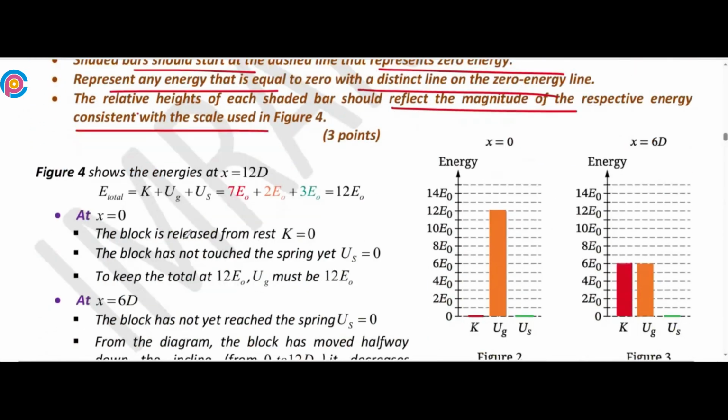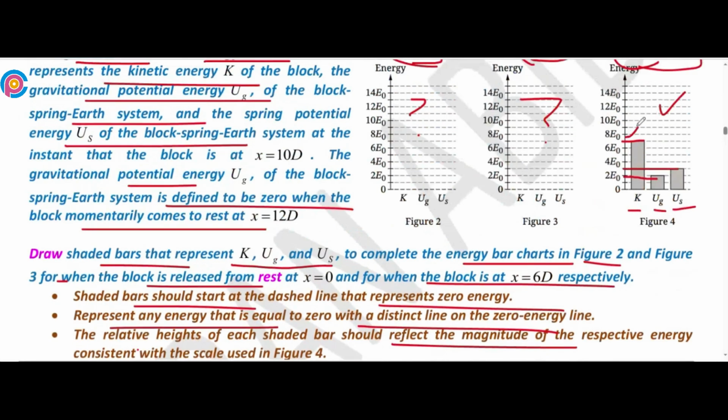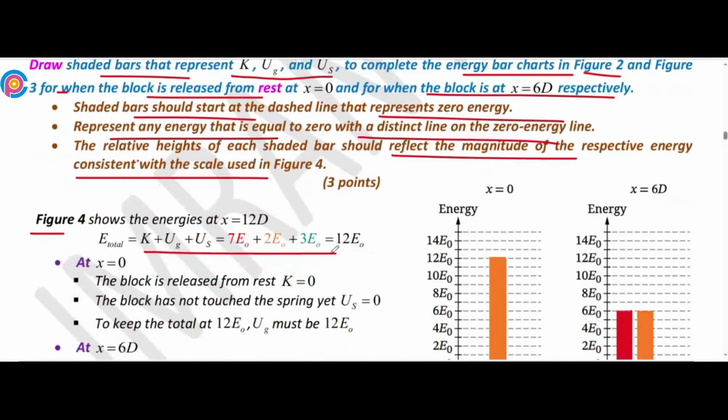As we conclude from figure number 4, there is a total energy of 12 E naught, as we described here: 7 E naught, 2 E naught, and 3 E naught. So that is equal to 12 E naught. We have to acknowledge that the total energy of the system is 12 E naught.